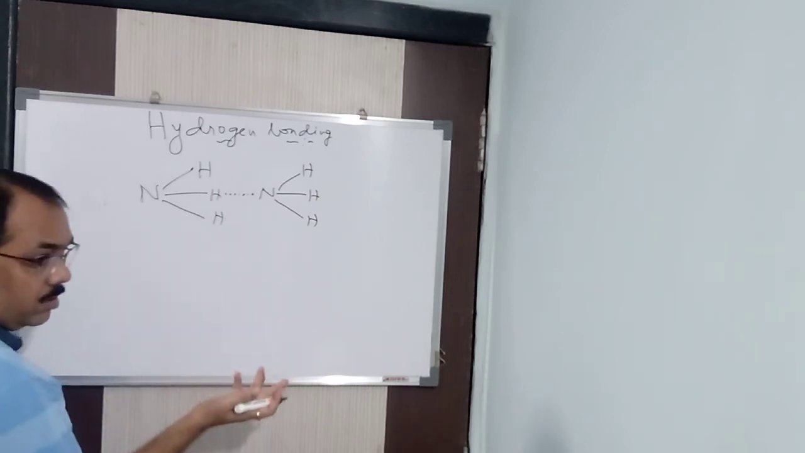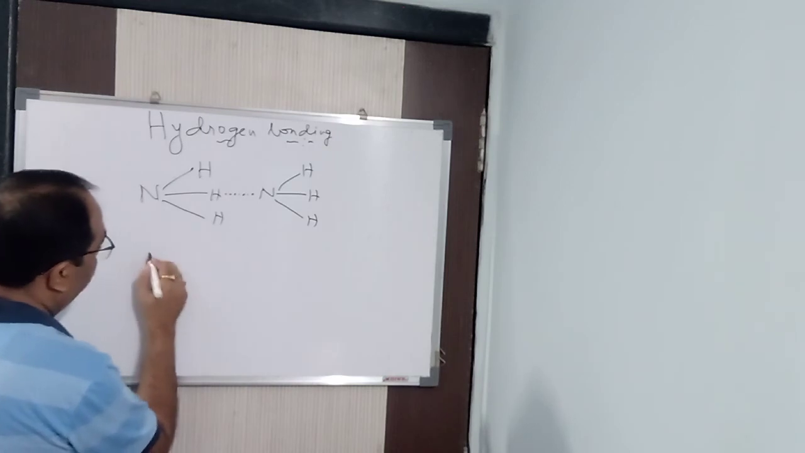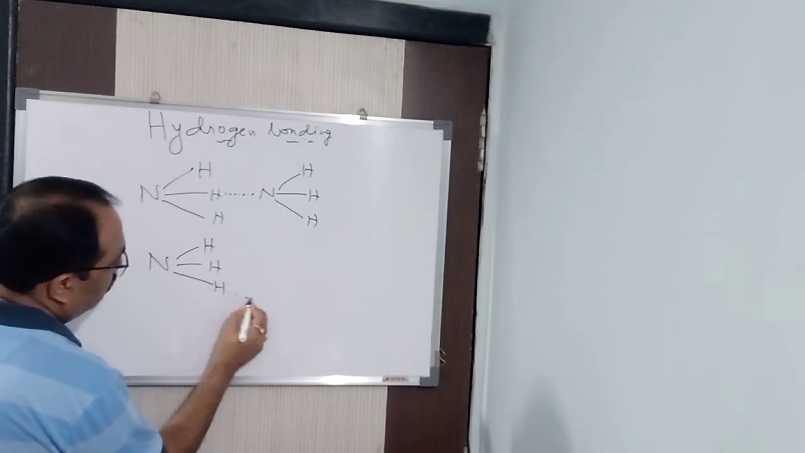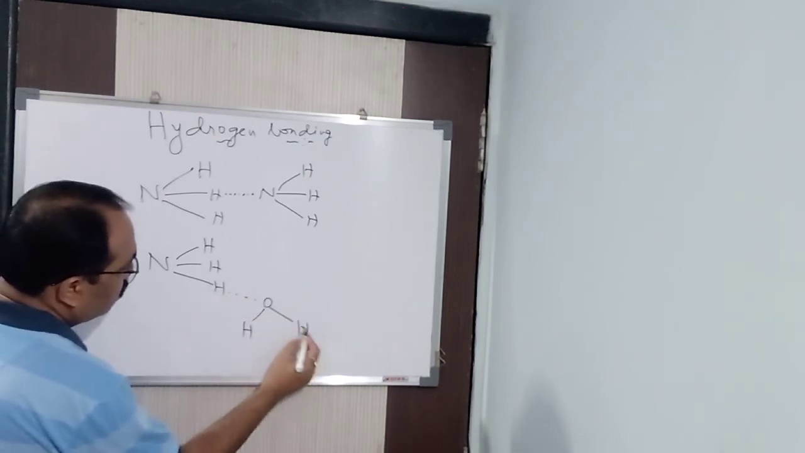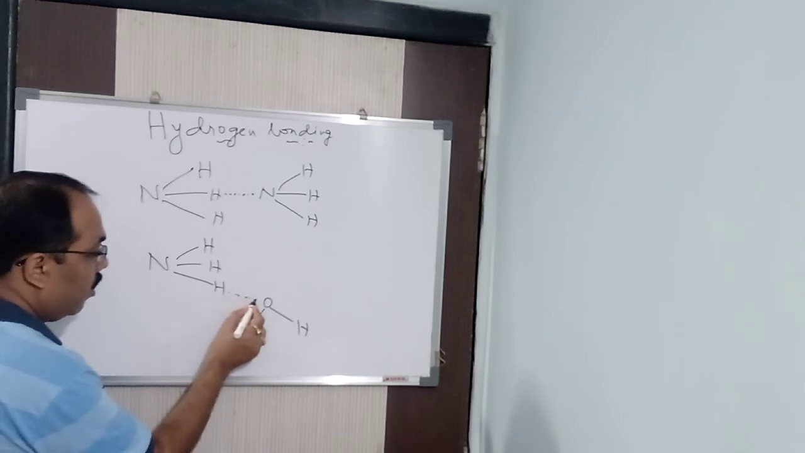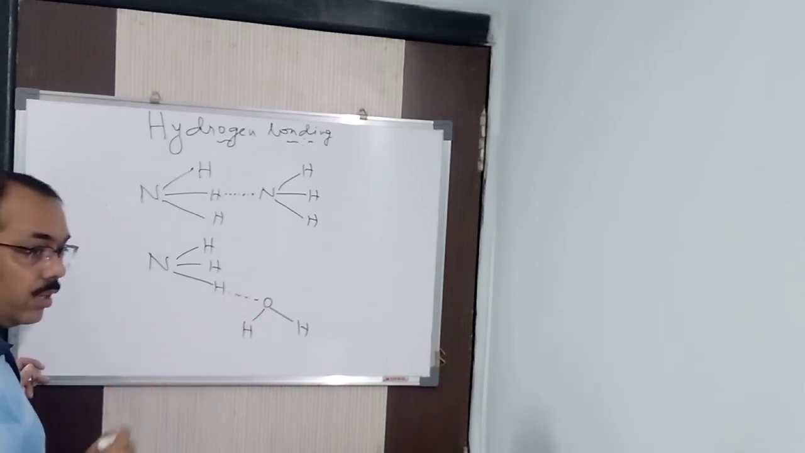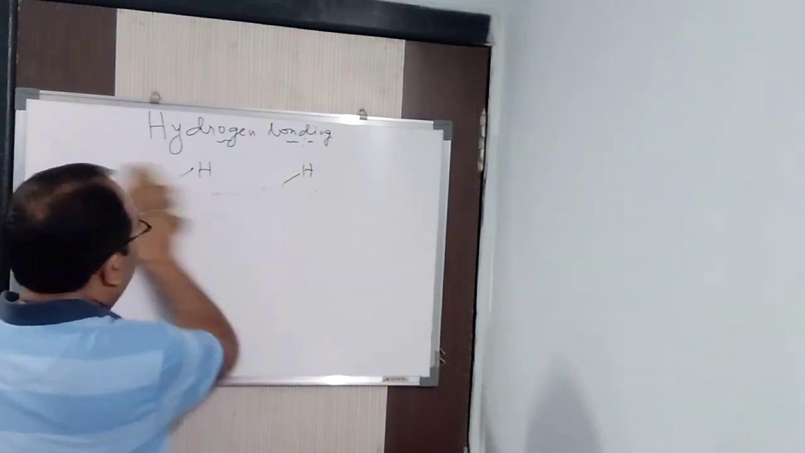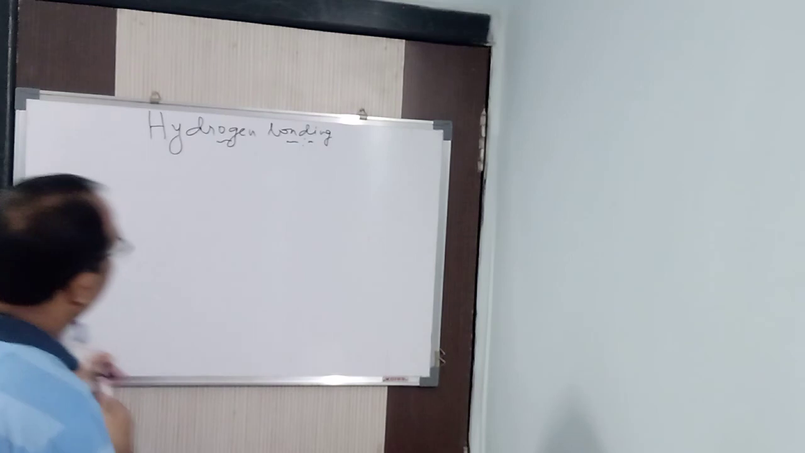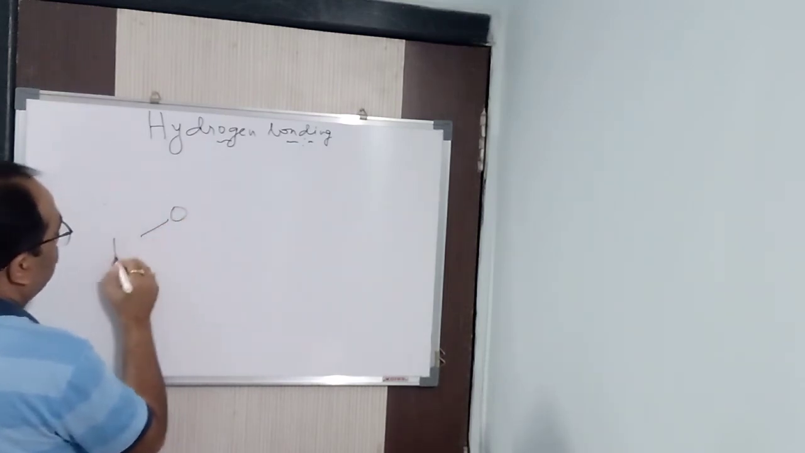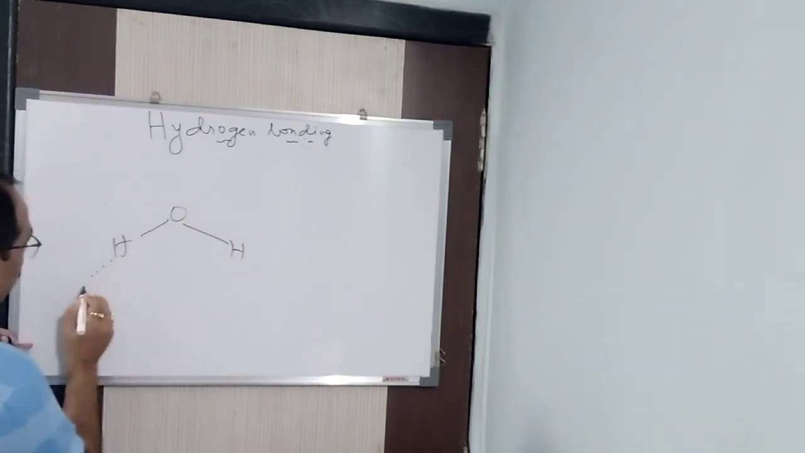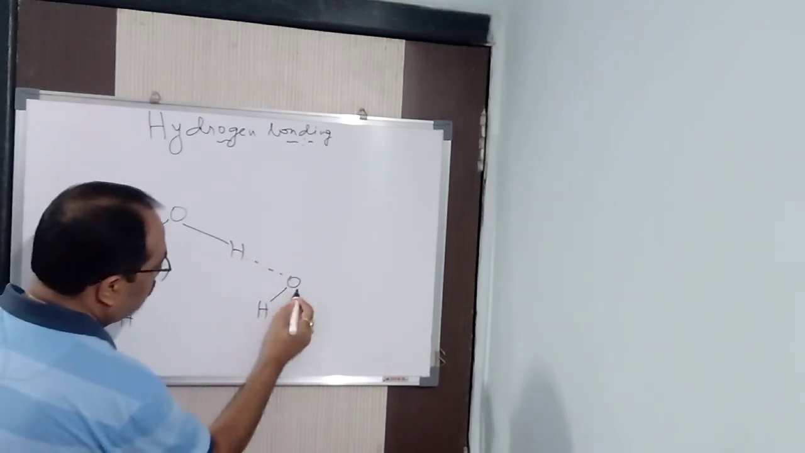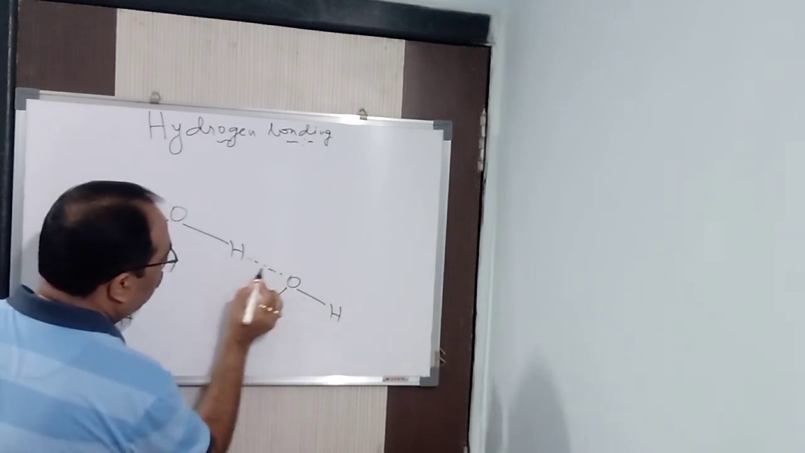Between ammonia and water, it can be between water also. For example, ammonia and water, this is attached in this way to water. So this is also intermolecular hydrogen bonding. Okay, so in this way, this is intermolecular hydrogen bond. Fine. Now, between water and water also, we can have intermolecular hydrogen bonding. See here, this is a water molecule in this way. This is a water molecule. This is joined together by intermolecular hydrogen bond.